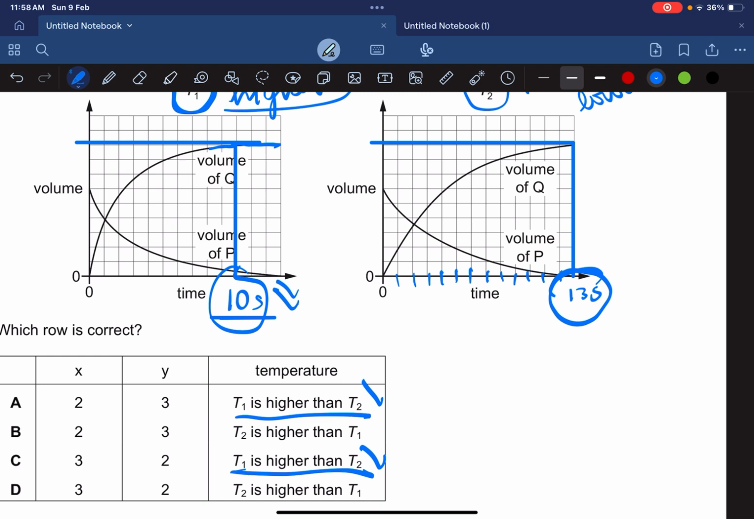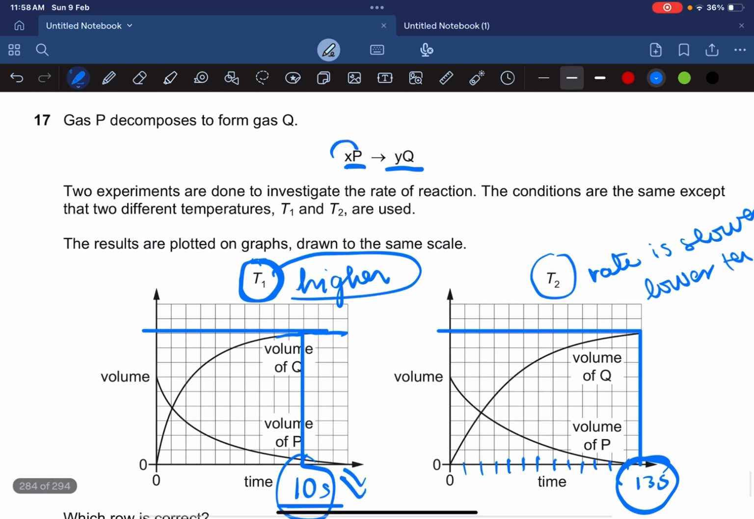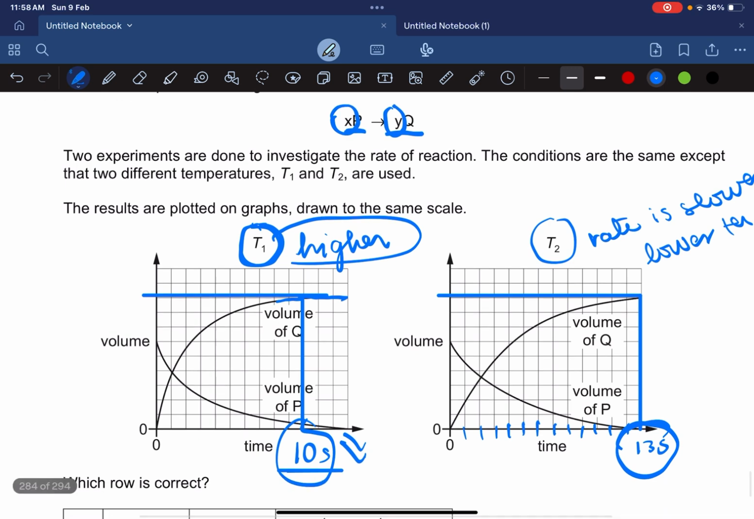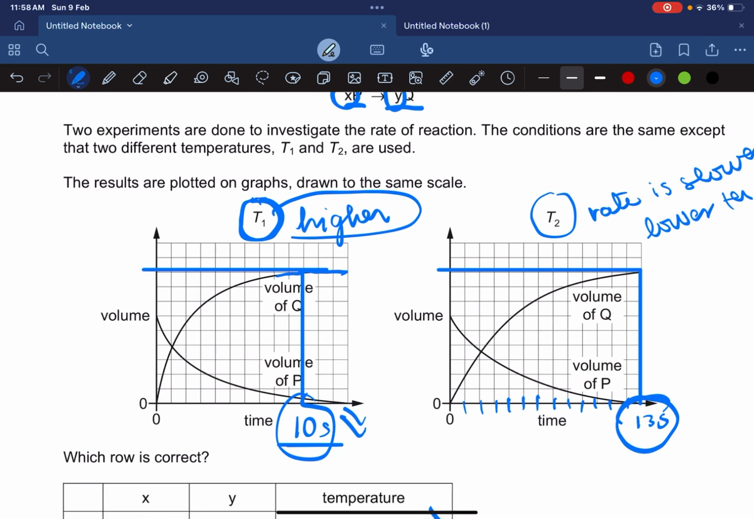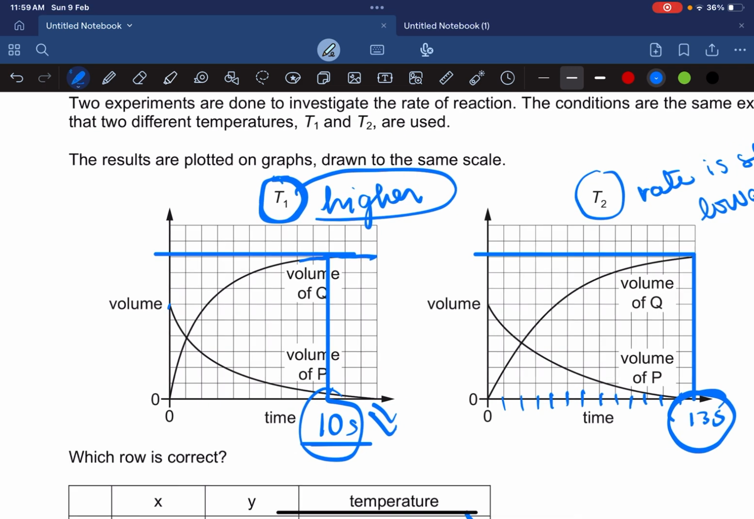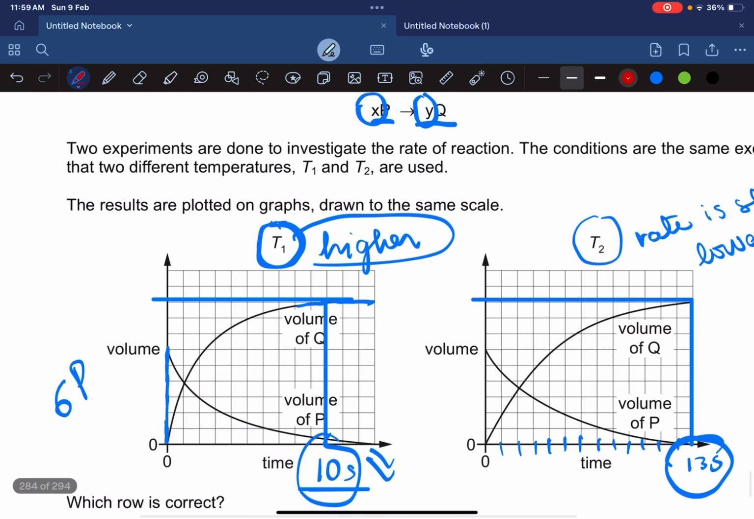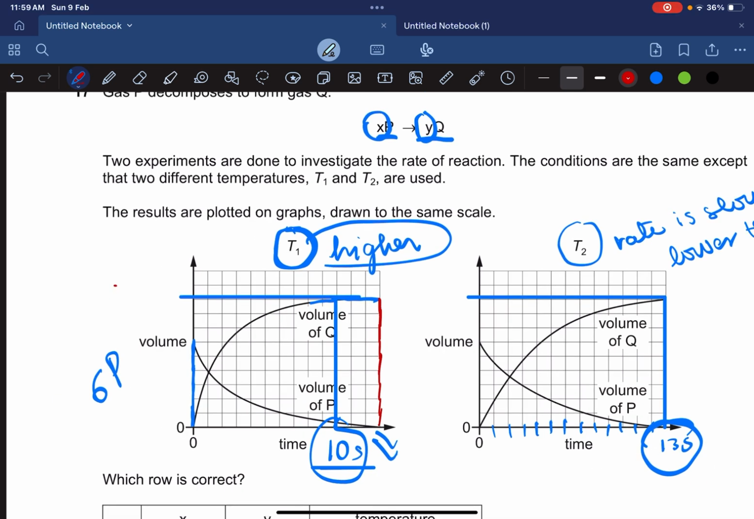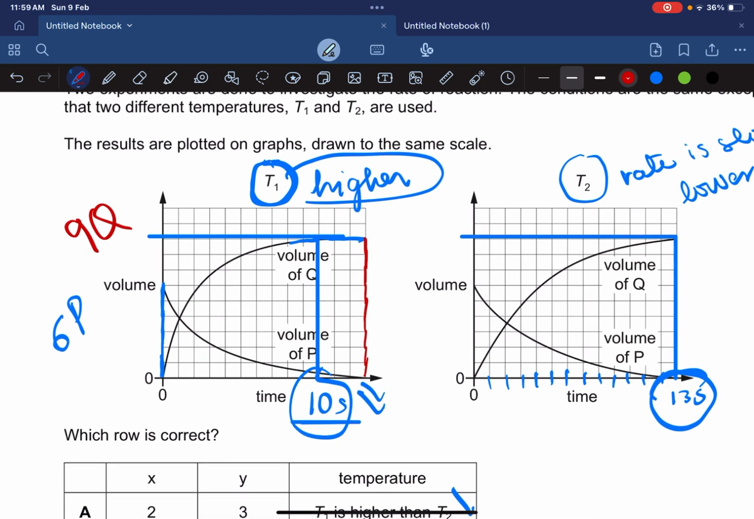Now we have to get the values of x and y. That seems to be the moles. Let's count the boxes for the volume of P. This is 1 box, 2, 3, 4, 5 and 6 boxes for the volume of P. And for the volume of Q, you calculate from the top, from where it begins: 1, 2, 3, 4, 5, 6, 7, 8, 9. So the volume of Q is 9. So we have 6P and 9Q. I've just calculated the total number of boxes.